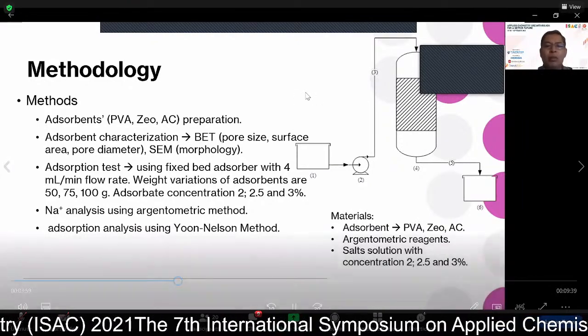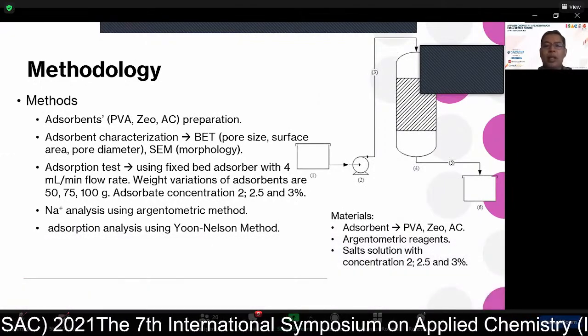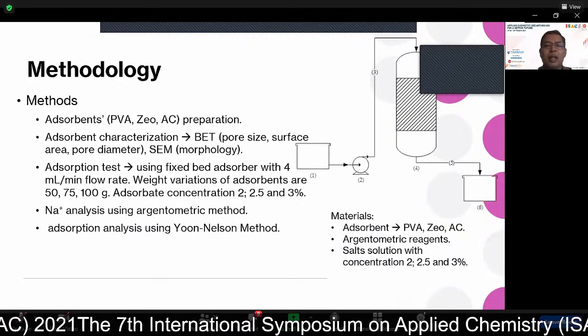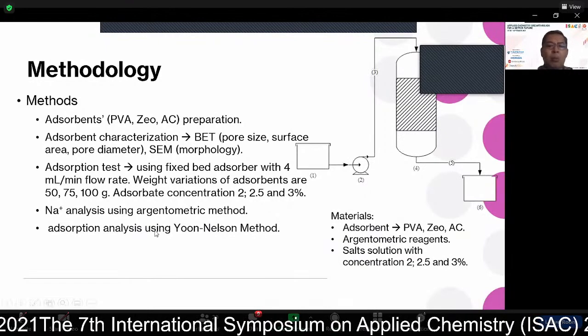And then we do adsorbent characterization using BET. We can analyze the pore size, surface area, and pore diameter, and also the morphology.